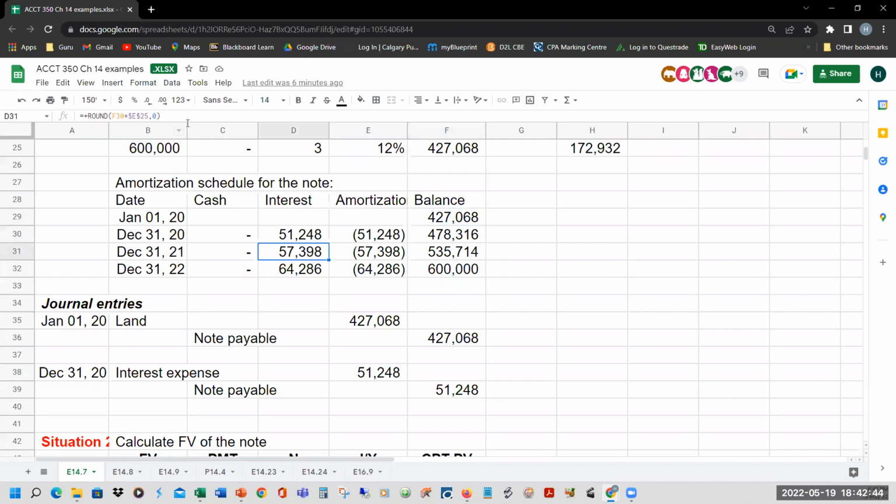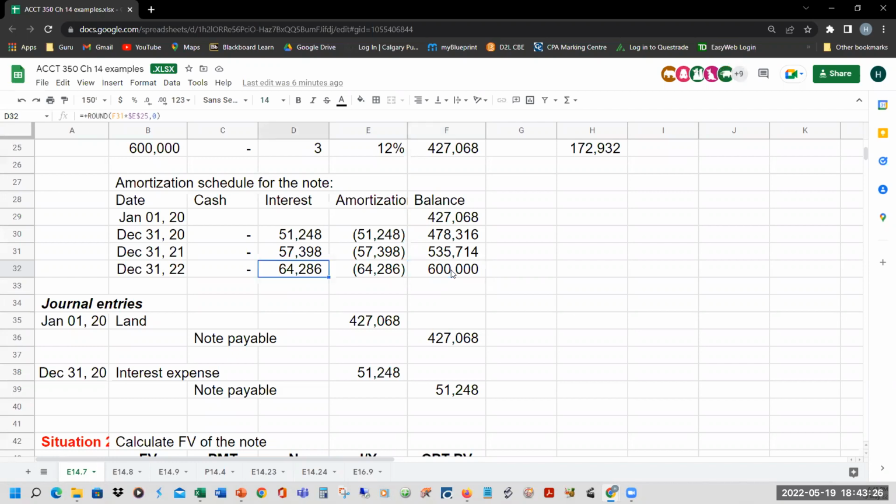Next year's interest is a little bit higher, 12% of the 478. And again, you won't be paying anything to the other party, so that amount also gets added to the carrying amount of the note. That is how, over time, you start from that 427,068 and end up showing on your books that we owe the other party $600,000. And on January 1st, 2023, that is precisely what Spartan has to pay.